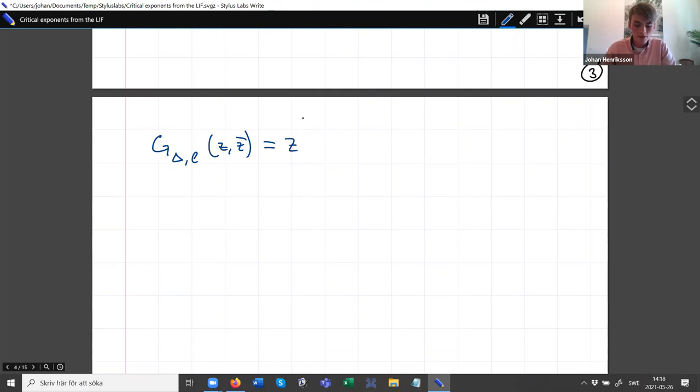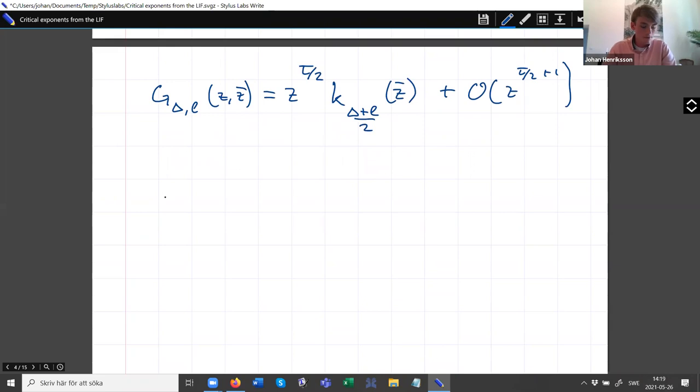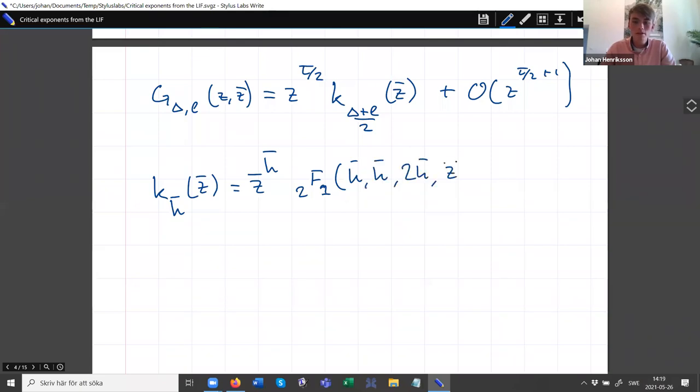They take the form Z to the tau over two. So again, this label twist times the function K with argument delta plus L over two of Z bar plus higher orders in Z. So Z to the tau over two plus one. So what's this function K? Well, K of H bar, I'm going to call this argument H bar, typically of Z bar, is Z bar to the H bar times hypergeometric 2F1 of H bar, H bar, 2H bar, Z bar.